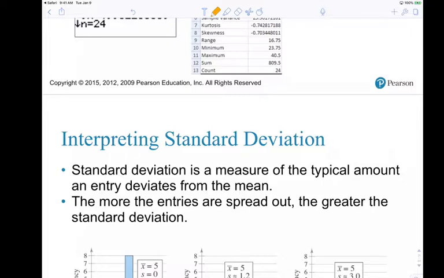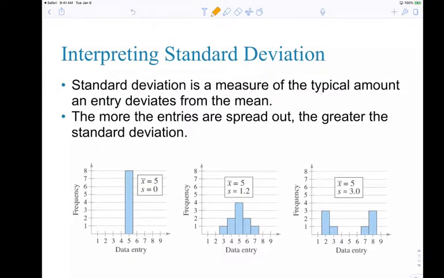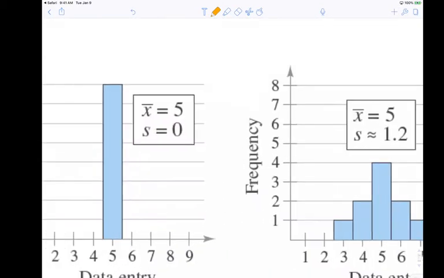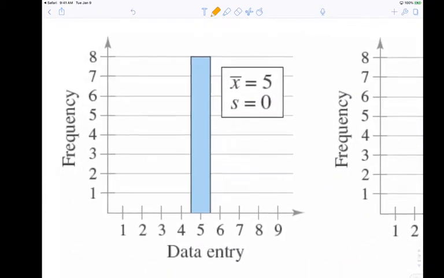Standard deviation. Okay. So standard deviation is a measure of the typical amount an entry deviates from the average. The more the entries are spread out, the greater the standard deviation. For instance, in this example on the far left, the average is 5, and the standard deviation is 0 because the data is not spread out. It's all congregated into one section.